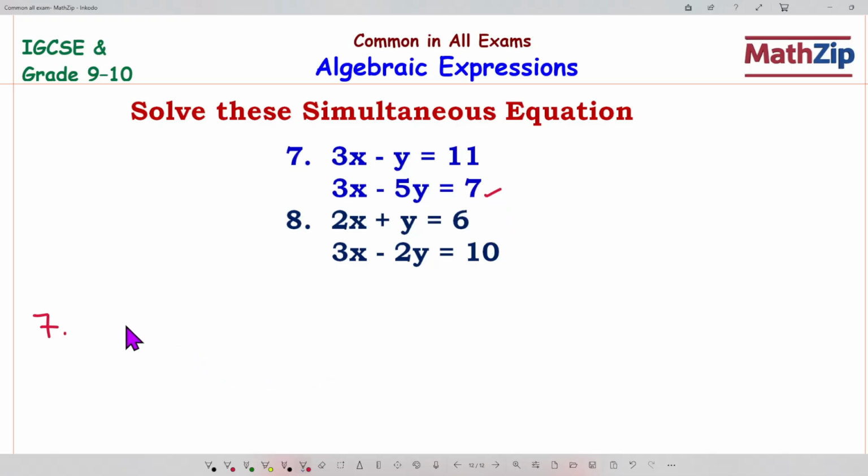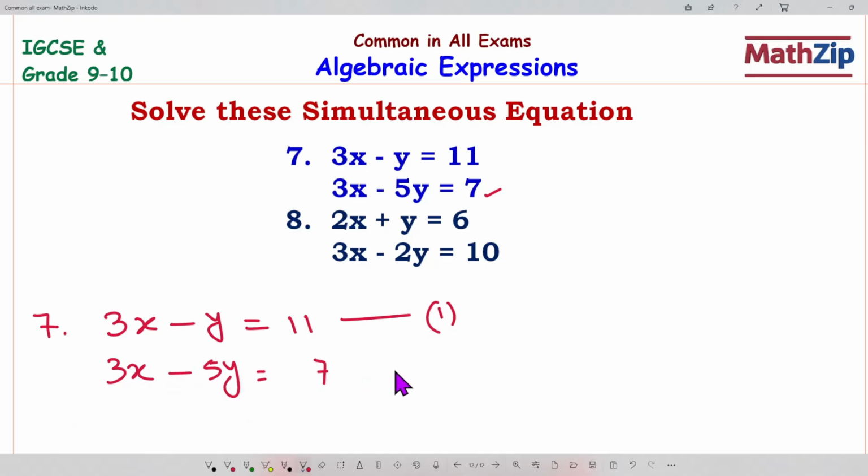First, we have to label these. It means 3x minus y equals 11 is equation 1, and 3x minus 5y equals 7 is equation 2. For these kinds of equations, first we have to eliminate one variable. Now look, the variable x has coefficient 3 in both equations.